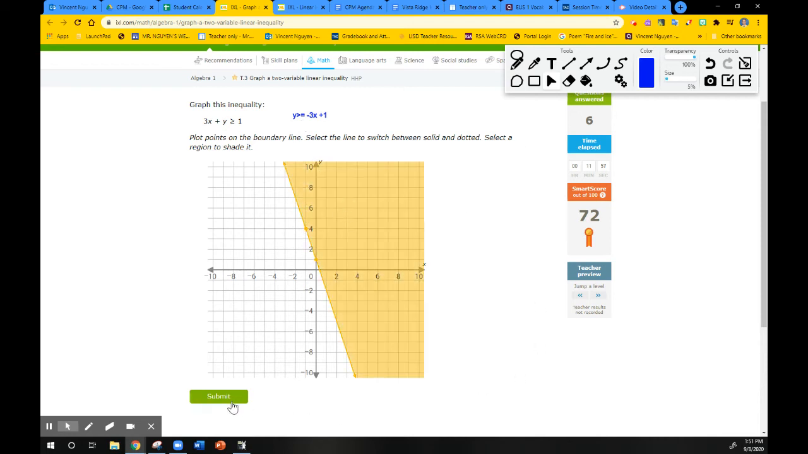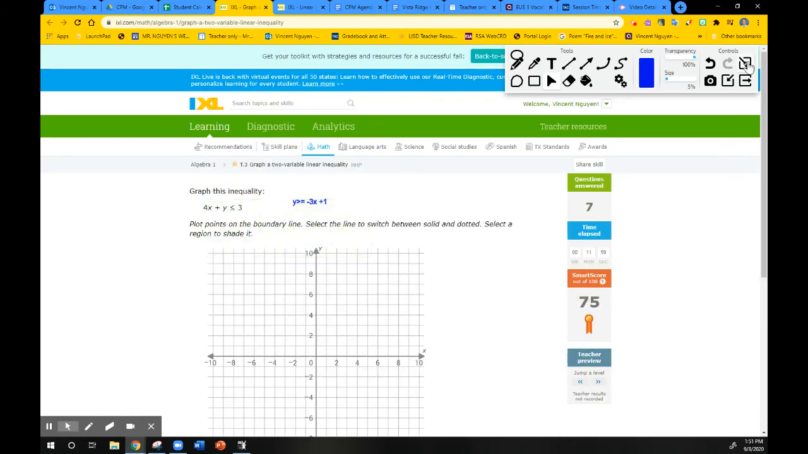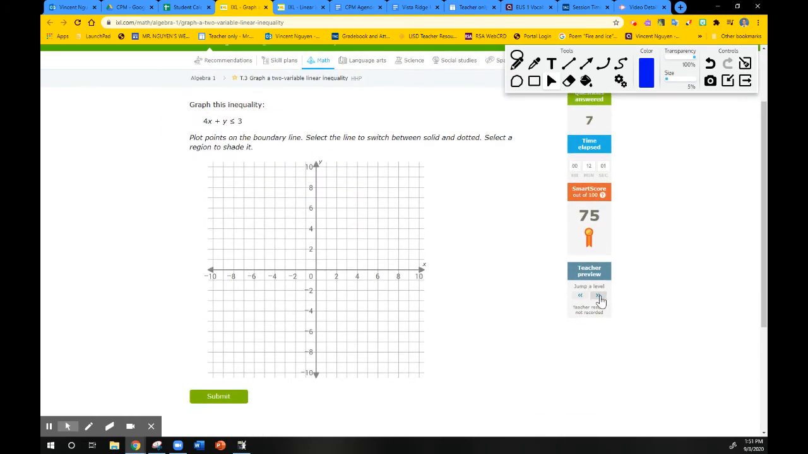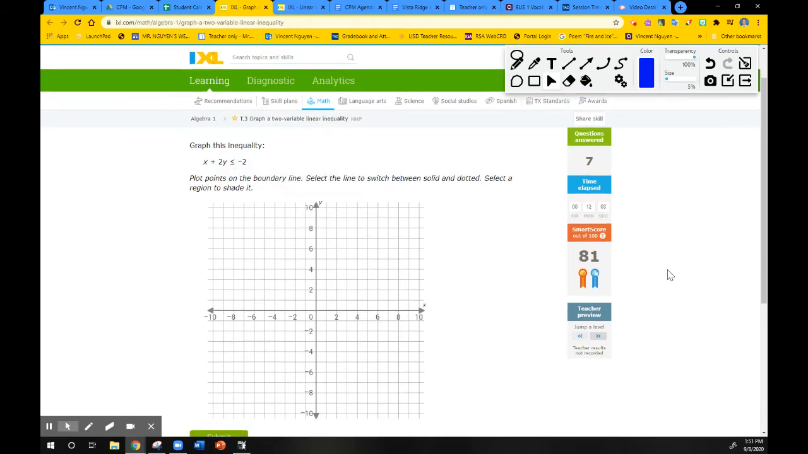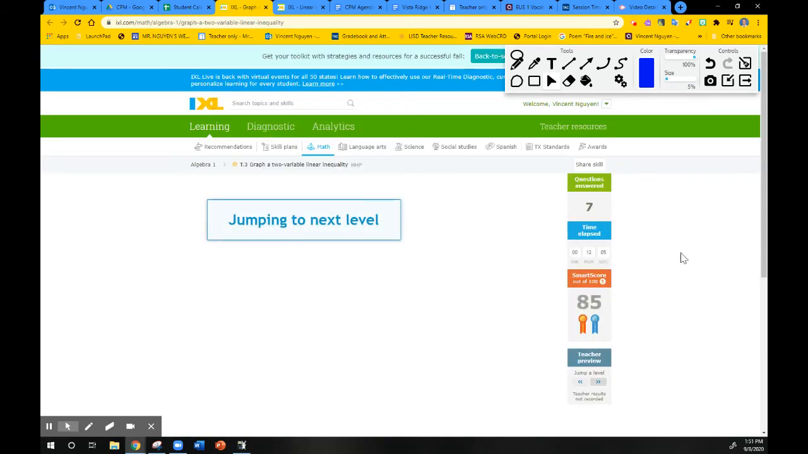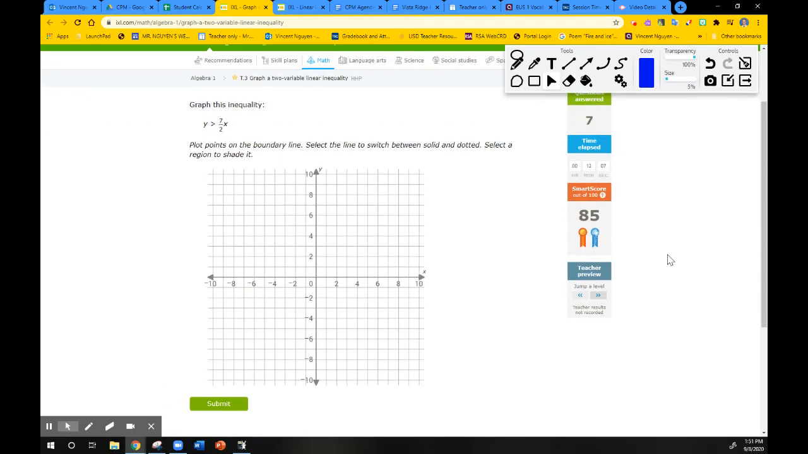Okay, finished. All right, let's jump all the way to the challenge zone. Maybe we'll get something more interesting. Okay, this one, it's not that bad. It's the same problem. We start at 0 because the y-intercept is 0. Just the slope is different. I don't know how that is more challenging. It's not more challenging, it's the same thing.